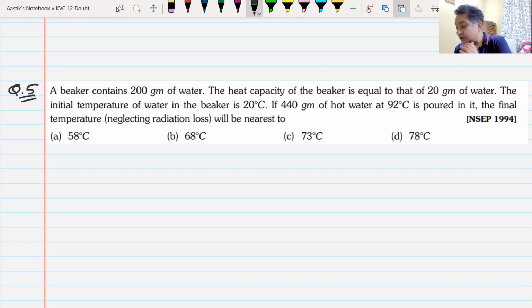The initial temperature of water in the beaker is 20 degrees Celsius. If 440 grams of hot water at 92 degrees Celsius is poured into it, what will be the temperature of the system nearest to? Specific heat of water is not given. You must know that it is 1. Rest of everything is given to you. Best of luck.